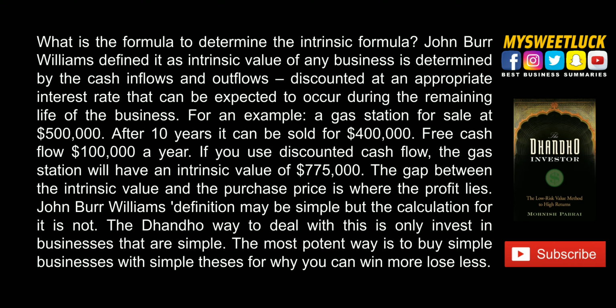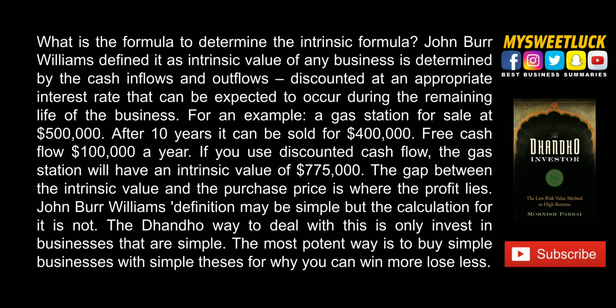So, for an example, a gas station for sale at $500,000. After 10 years, it can be sold for $400,000. Free cash flow is $100,000 a year. So for 10 years, you're going to get free cash flow of $100,000. And if you use discounted cash flow, the gas station will have an intrinsic value of $775,000. The gap between the intrinsic value and the purchase price is where the profit lies. So if you minus $500,000, you're going to get $275,000 plus. So it's awesome. It's a very huge gap.